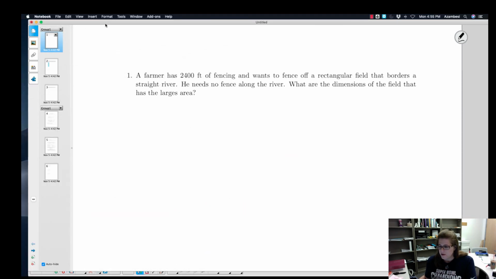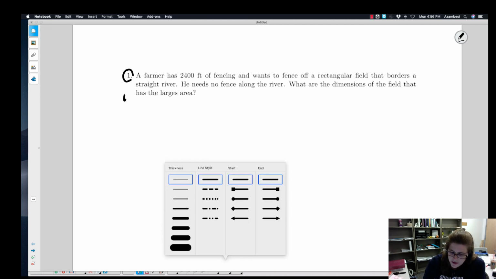So I want to talk about some applied problems. You can print these out off of e-learning, and there are 3 of them that we are going to work on partly today. So for example, the first one says a farmer has 2,400 feet of fencing and wants to fence off a rectangular field that borders a straight river. He needs no fence along the river. What are the dimensions of the field that has the largest area? So his goal is to maximize the area.